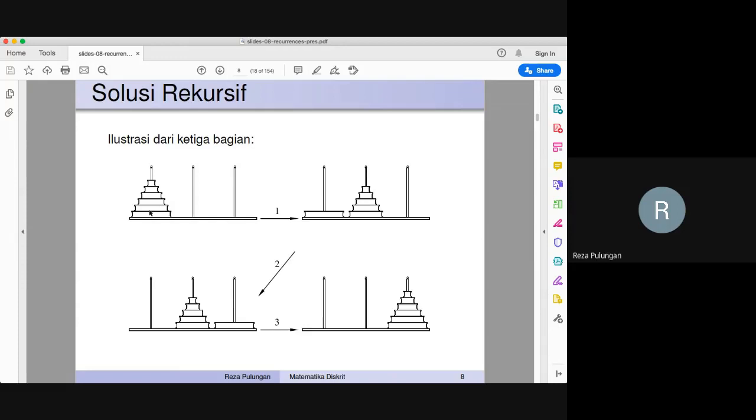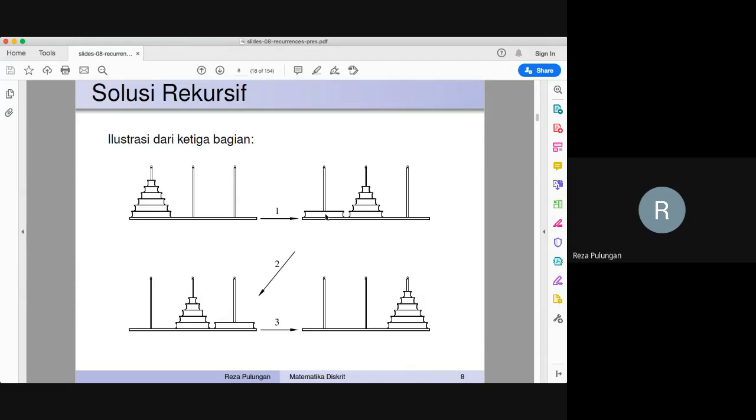So all you have to do is move the topmost n minus 1 disks to the middle. How many steps does it need? T(n minus 1). And then, this is the configuration right now. What do you have to do next? Well, this is simple.